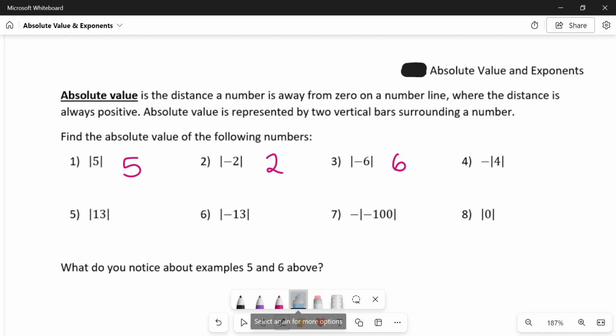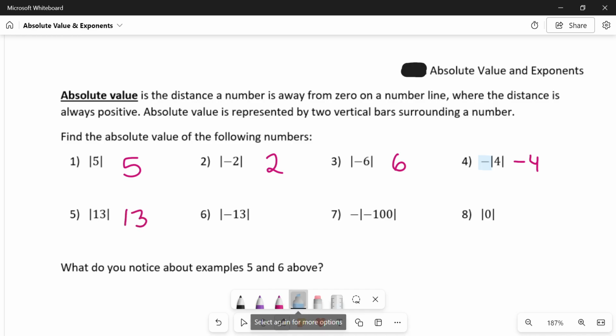Number 4 is interesting. We have a negative sign, but it's on the outside of those absolute value bars. So the negative sign just comes down for our answer, and the absolute value of 4 is 4. So the negative absolute value of 4 is negative 4. Number 5, the absolute value of 13 is 13.